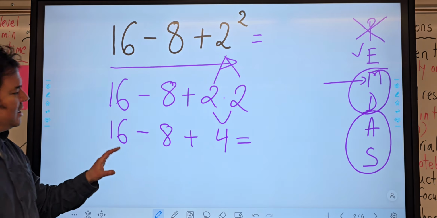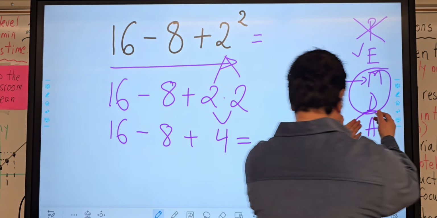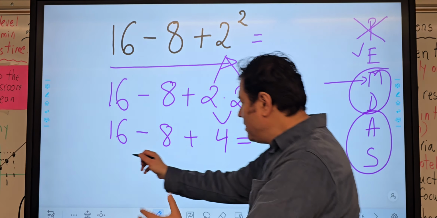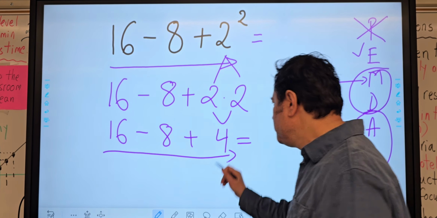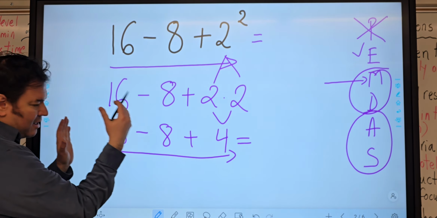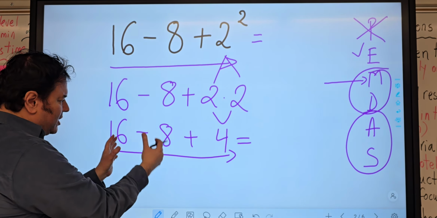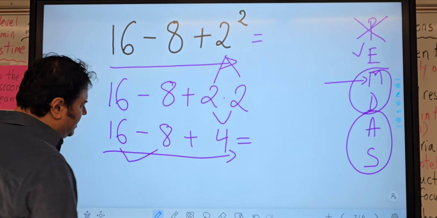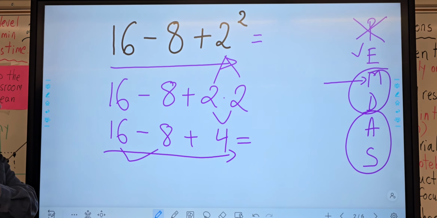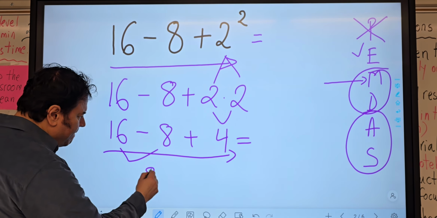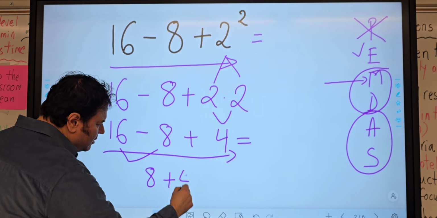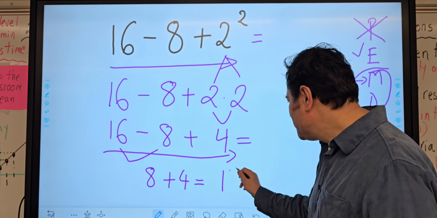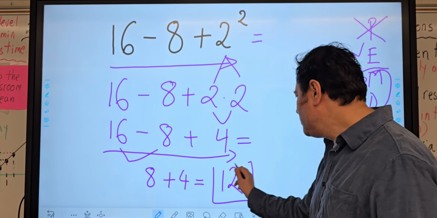So again, the rule is we have addition and subtraction next to each other. So now we are going from left to right. The first operation from left to right is to subtract 16 minus 8. And 16 take away 8 becomes 8. And then we need to add the 4. And finally, 8 plus 4 becomes 12. Final answer would be 12.